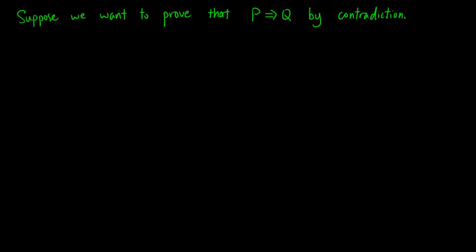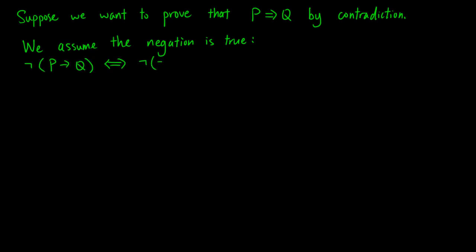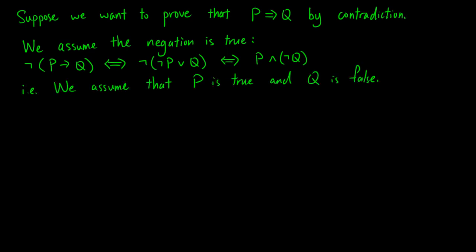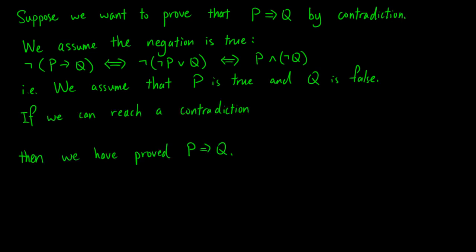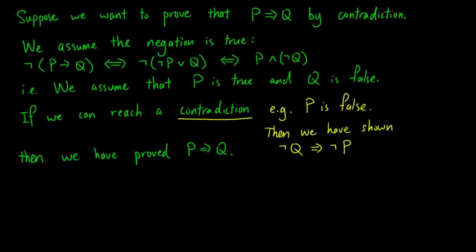Now, consider the statement P implies Q. If we want to prove it by contradiction, we would have to assume that its negation is true. Recall that the negation of P arrow Q is equivalent to not P or Q, which is equivalent to P and not Q. So we assume that P is true and Q is false. If we can reach a contradiction, then we have proved P implies Q. An example of contradiction is we can show that P is false. In this case, we have shown that not Q implies not P, which is equivalent to P implies Q.